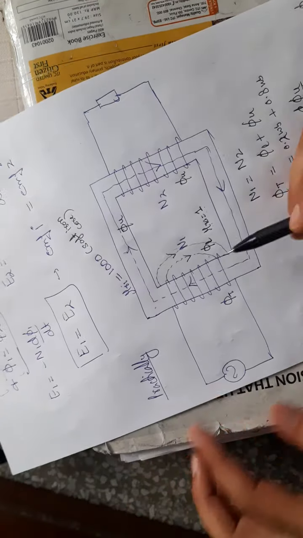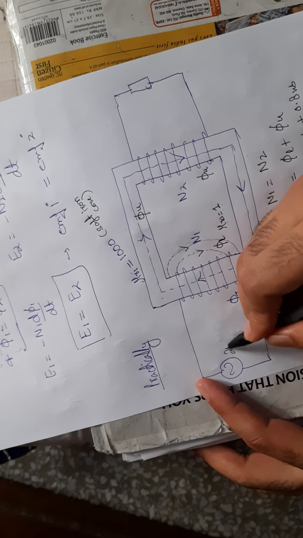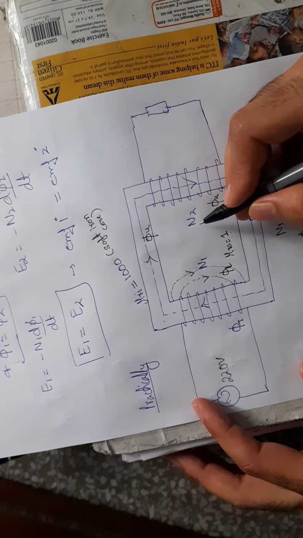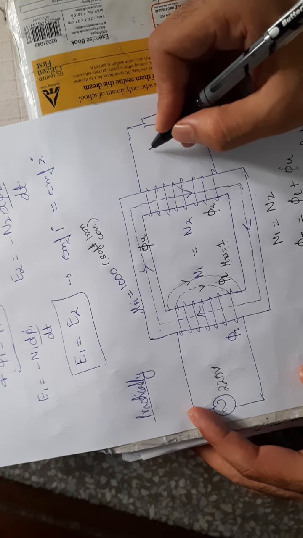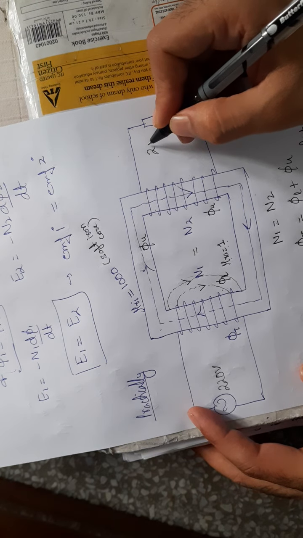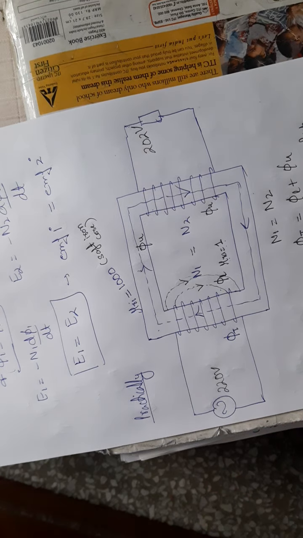Okay, so in the practical case, if I have 220 volts here and N1 is equal to N2, I will get a voltage which is less than 220, suppose 202 volts or 200 volts. So I can control the value of the voltage by controlling the number of turns. If the primary turns are more than the secondary, then the primary voltage will be more than the secondary, and if the secondary turns are more than the primary, then the secondary voltage will be more than the primary voltage. So this was the very basics of the transformer.